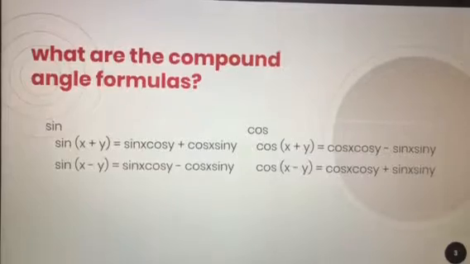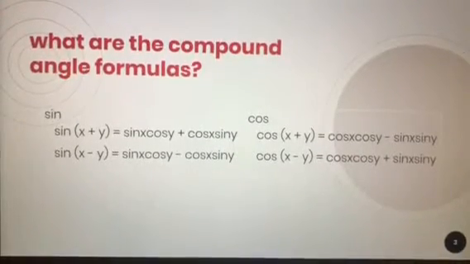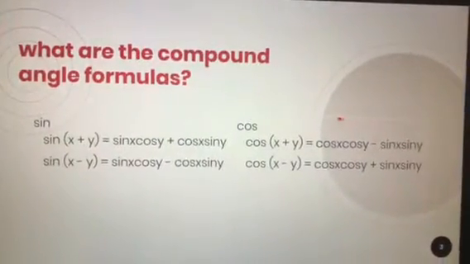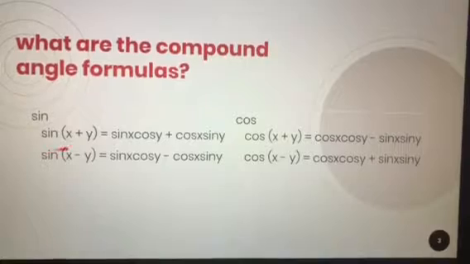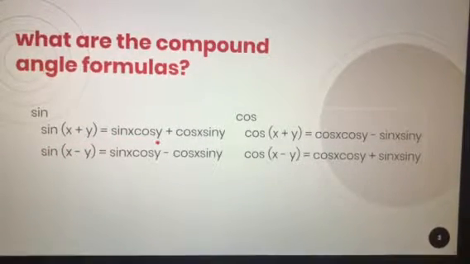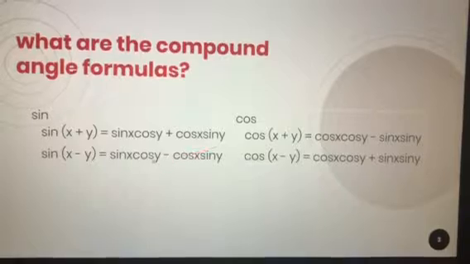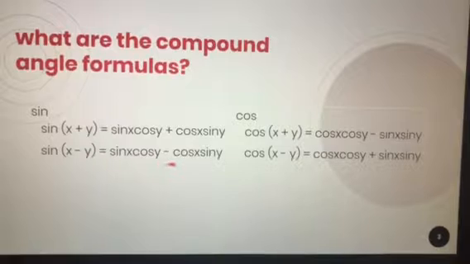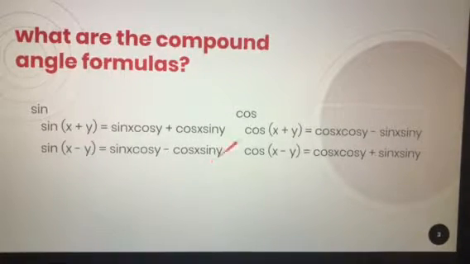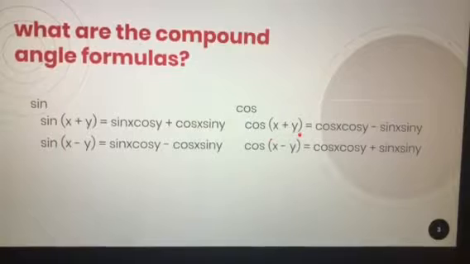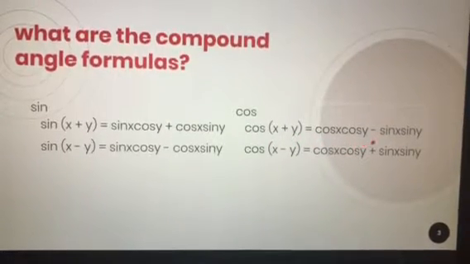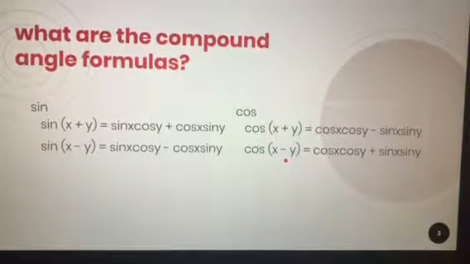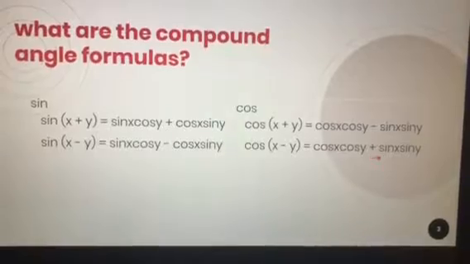So, we've been talking about compound angle formulas. What are the compound angle formulas? For sine, we have sine x plus y equals sine x cos y plus cos x sine y. And we also have sine x minus y equals sine x cos y minus cos x sine y. For cos, we have cos x plus y equals cos x cos y minus sine x sine y. And we have cos x minus y equals cos x cos y plus sine x sine y.